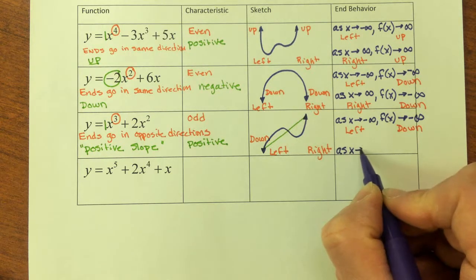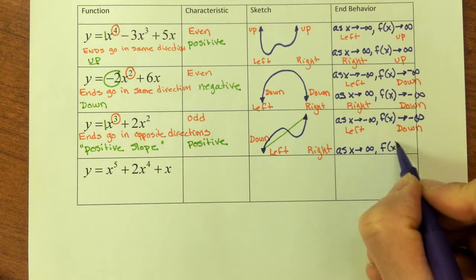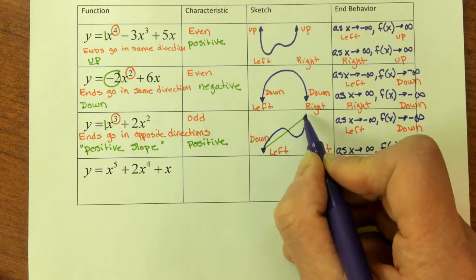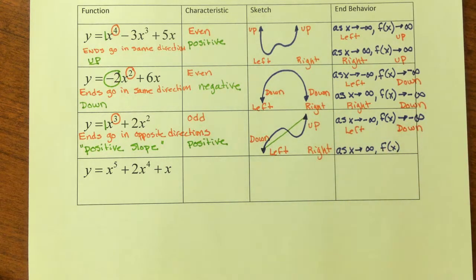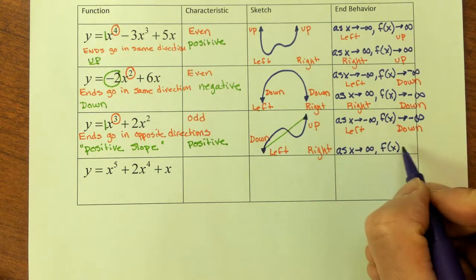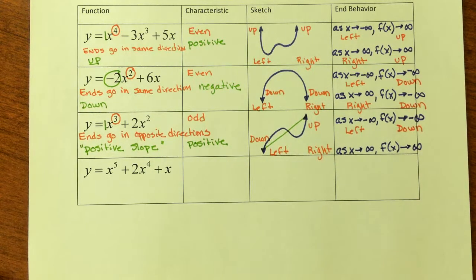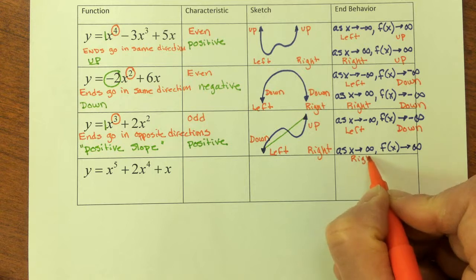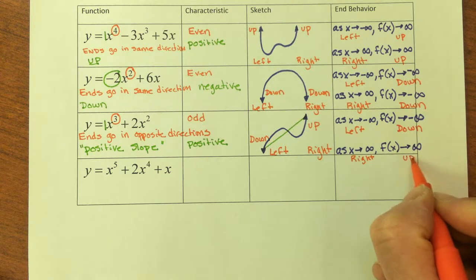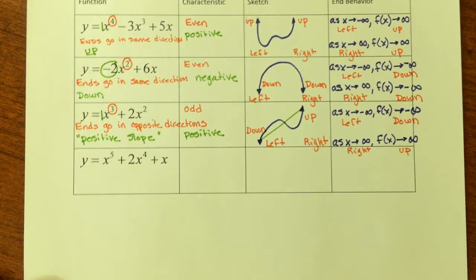So the right side would be, as x goes to positive infinity, what's my function doing? My function is going up. So to say it's going up, my function is going to positive infinity. Okay, so this is my right, and this is up. So let's look at our very last one.